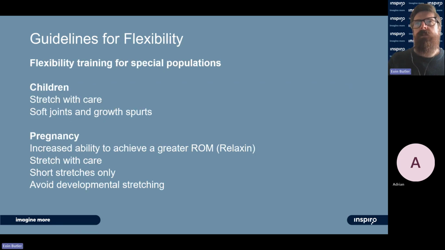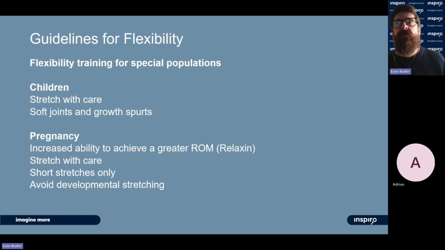When we think about special populations and flexibility, we need to consider, so children, stretching with care. They've got soft joints and go through growth spurts. So we need to be careful when it comes to that type of stretches. So we would only do maintenance type stretches. So 1 rep, and that is 10 to 15 seconds for the stretch. We wouldn't be doing multiple repetitions when it comes to stretching.